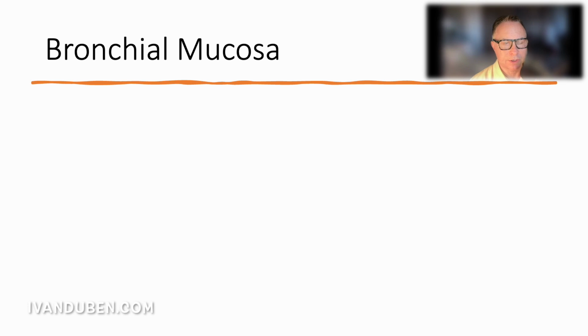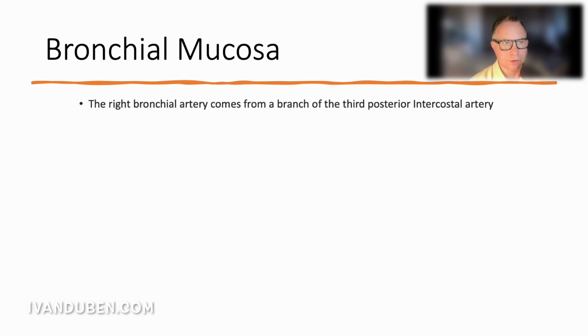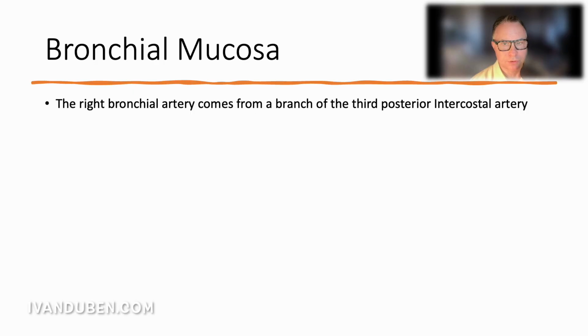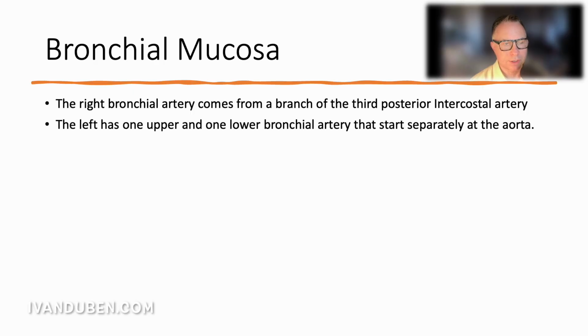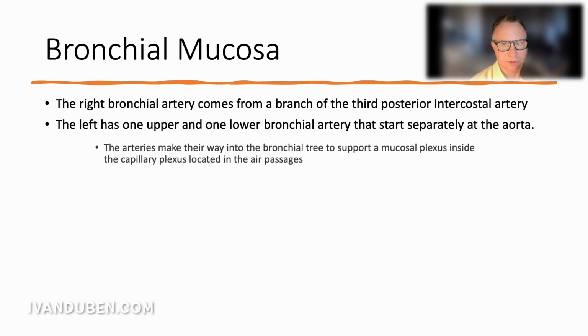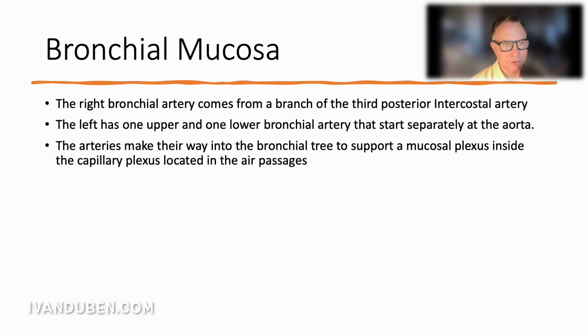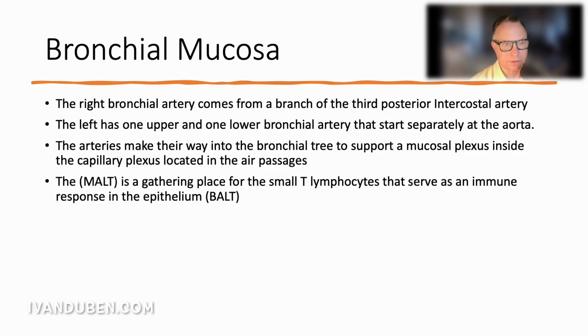Additionally, inside the bronchia, we have a mucosa. The right bronchial artery comes from a branch of the third posterior intercostal artery. The left has one upper and one lower bronchial artery that starts separately at the aorta. The arteries make their way into the bronchial tree to support a mucosal plexus inside the capillary plexus located in the air passages.